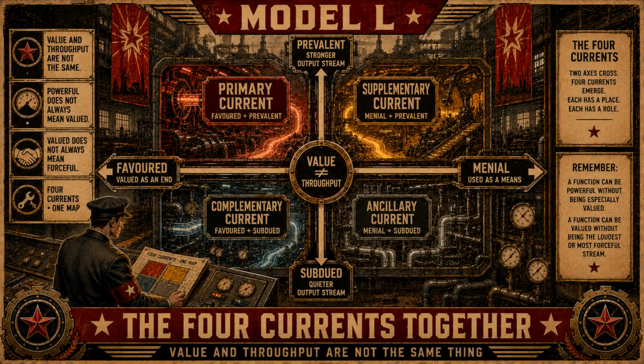Now we can see the four currents as a single structure. The first axis is value. A function may be favoured, meaning the type treats it as meaningful in its own right, or it may be menial, meaning the type treats it more as a means, a tool, or a support. The second axis is throughput. A function may be prevalent, meaning it forms a stronger output stream in the type's metabolism, or it may be subdued, meaning it remains quieter and less forceful.